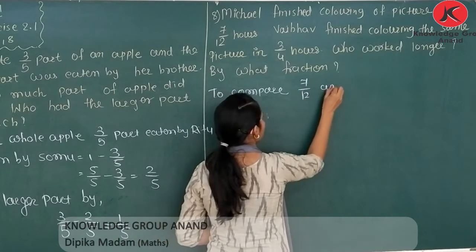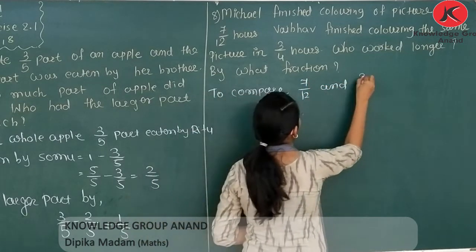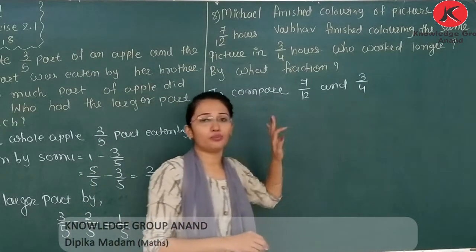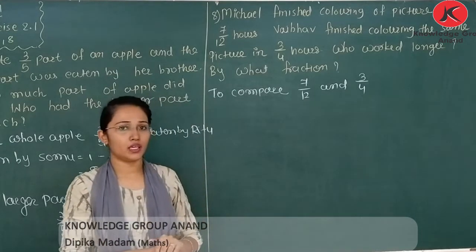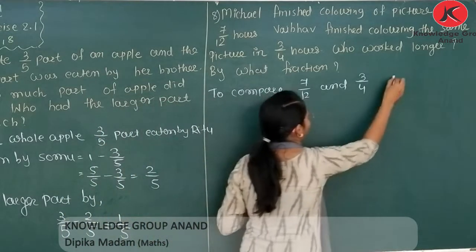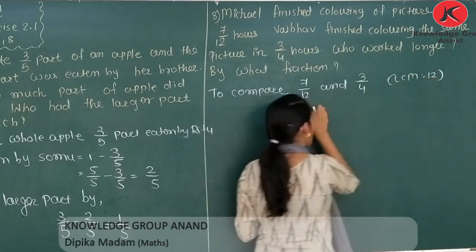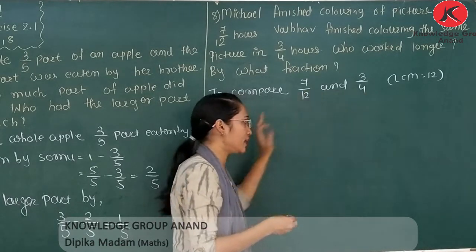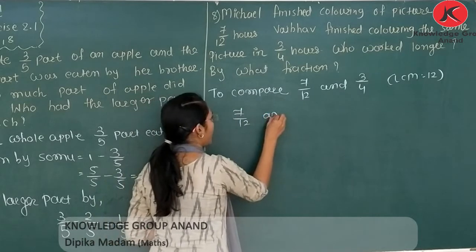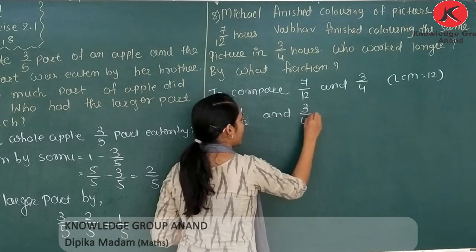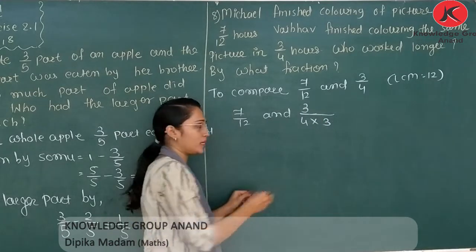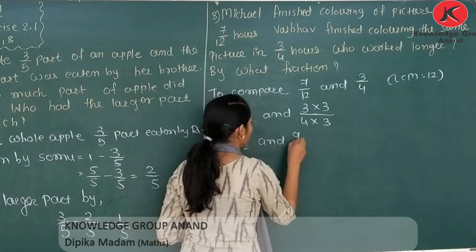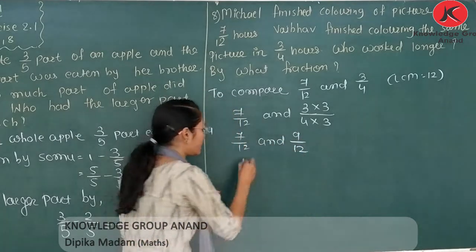So first of all, to compare 7 by 12, that is the time taken by Michael, and 3 by 4, the time taken by Vaibhav. To compare the fractions, you need to make the denominator the same by taking the LCM. So the LCM will be 12. Here 12 is already there. This number needs to be multiplied by 3 to get the LCM as a denominator. So 7 by 12 and 3 by 4. How can we get 12 here? If we multiply the denominator by 3, do the same in the numerator. So 7 by 12 and 9 by 12. Which one is greater?